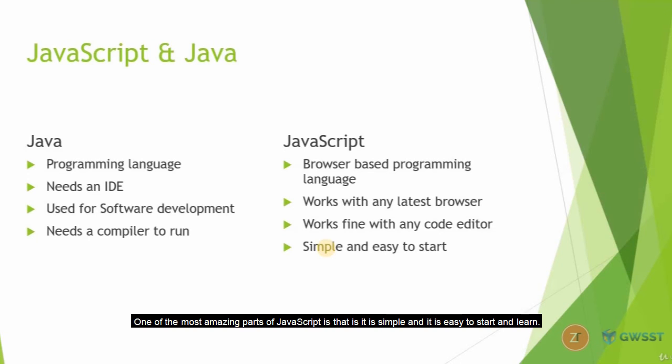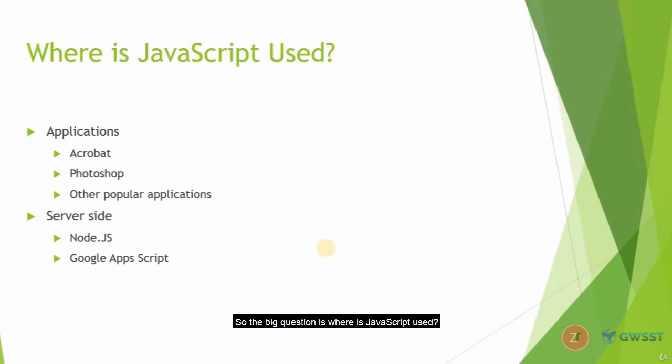One of the most amazing parts of JavaScript is that it is simple and it is easy to start and learn. JavaScript uses very easy to learn syntaxes. So the big question is, where is JavaScript used? JavaScript is used in bigger applications like Acrobat, Photoshop, and many other popular applications. JavaScript is also used in server-side programming like Node.js and Google Apps Script.